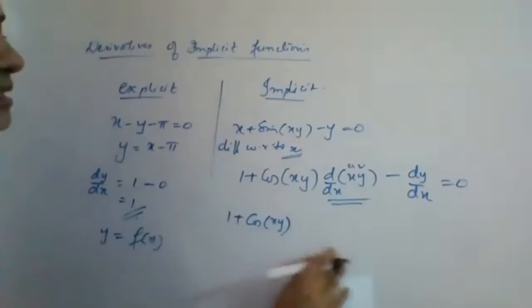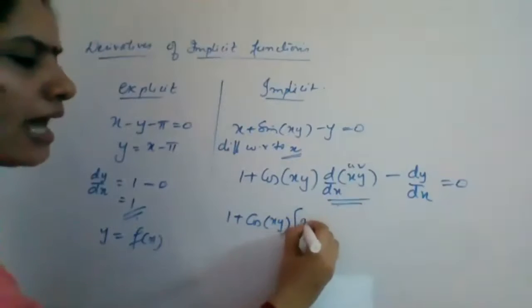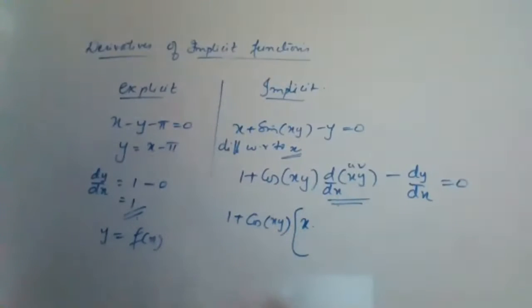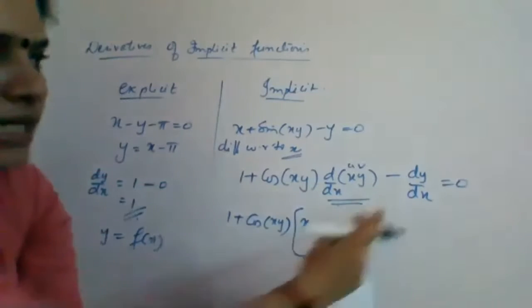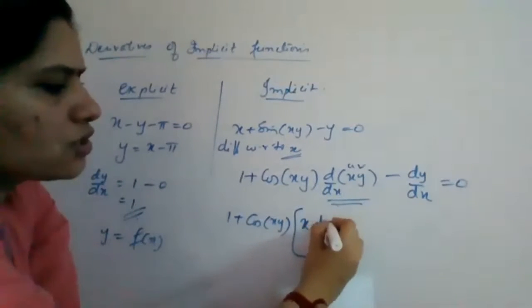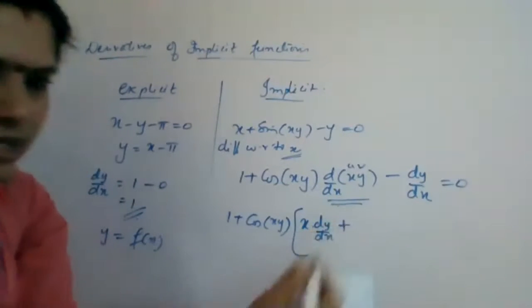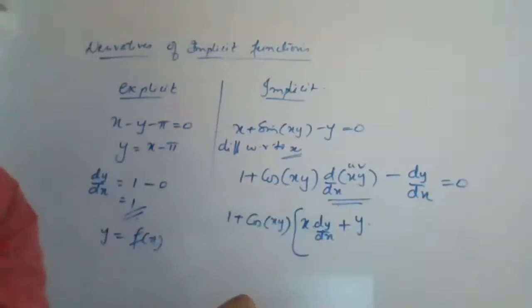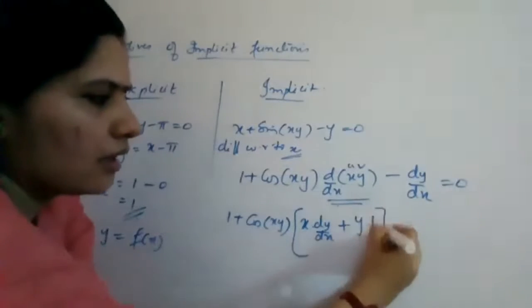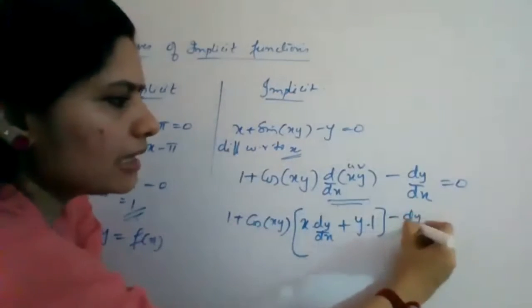So what you will get is, in a product, what happens? x into the derivative of the second function. What is the second function? y. The derivative of y is dy by dx. Okay, so x into dy by dx plus y into the derivative of x. What is the derivative of x? dx by dx, which is 1. Okay, minus dy by dx equal to 0.